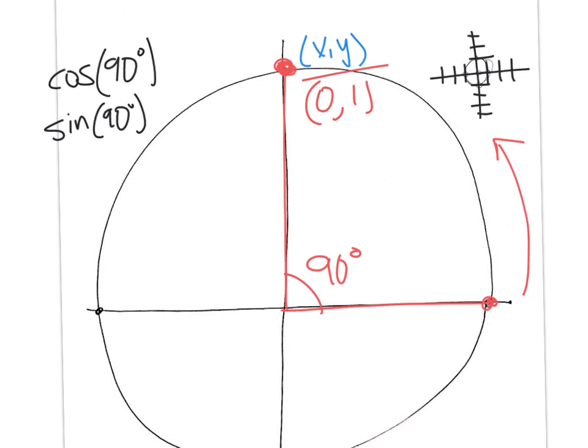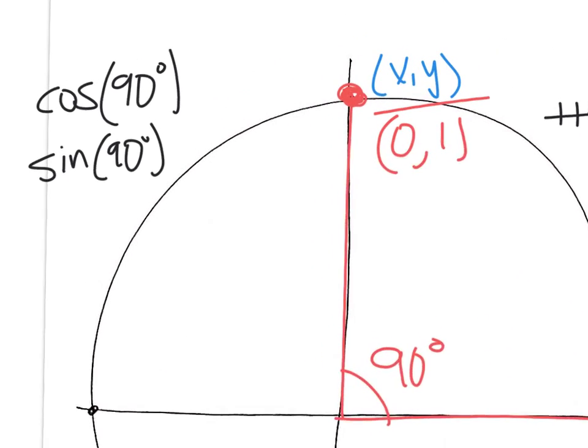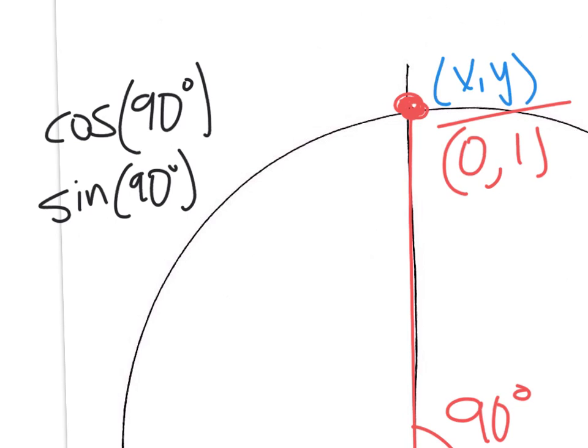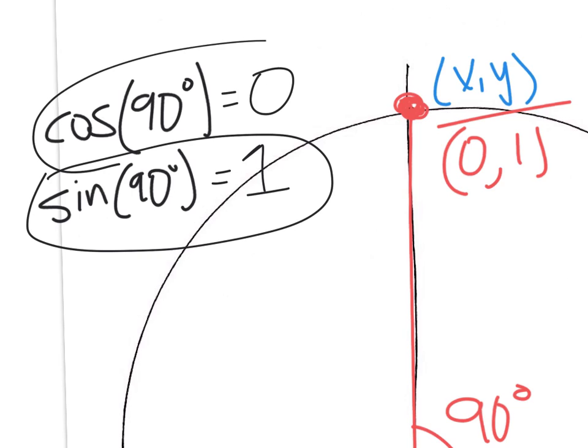So wait, are you telling me that the cosine is just 0 and the sine is just 1? Yep. So what we're getting at here is that the cosine, the x coordinate of 90 degrees, is 0 and the sine of 90 degrees, the y coordinate, is 1. Don't believe me? Ask your calculator.